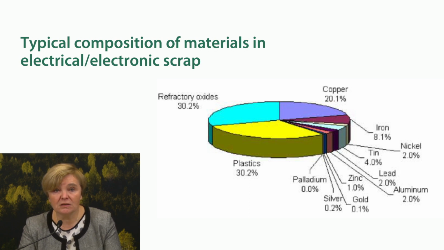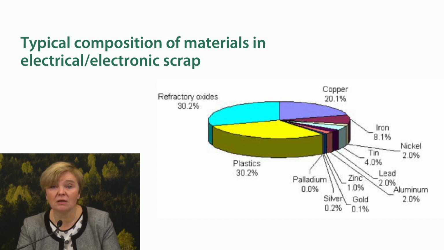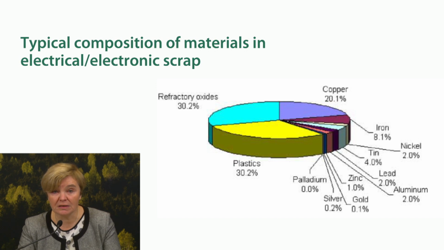So from this you can see the hint that the biggest amount of the metals used is copper, and then you also have iron, refractory oxides, these are ceramic oxides that also include the same metals, and then finally you have a big portion of plastics.